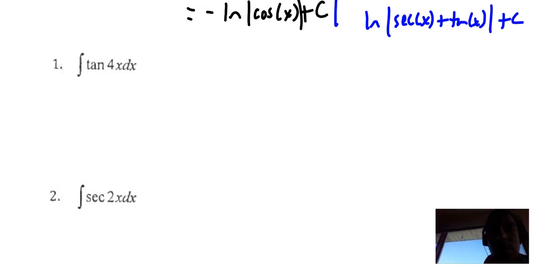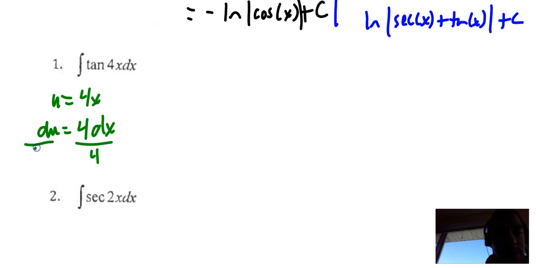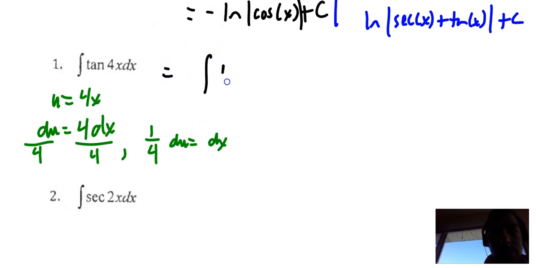Number 1. Well, it sure looks like we have the antiderivative of tan x, but there's a little bit of a problem. We got that 4x in the way. So let's do u equals 4x. That means du is equal to 4 dx. Divide by 4 on both sides. We get 1/4 du equals dx. So we're going to get the integral of tangent of u, and where the dx was, we're going to put a 1/4 du. So times 1/4 du.